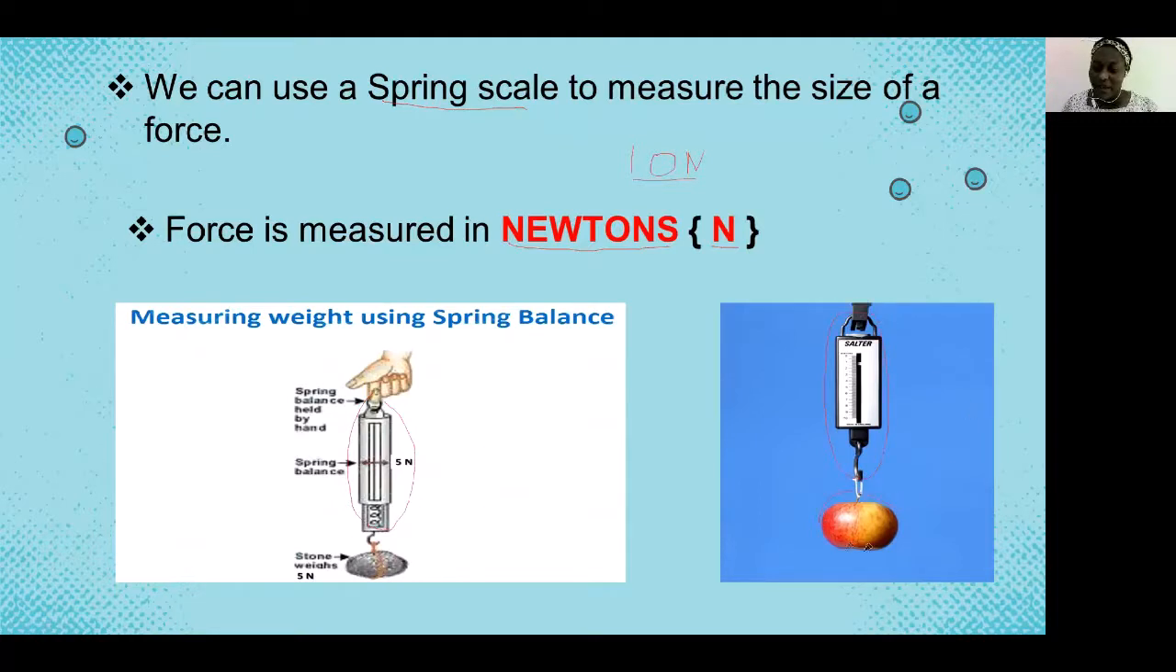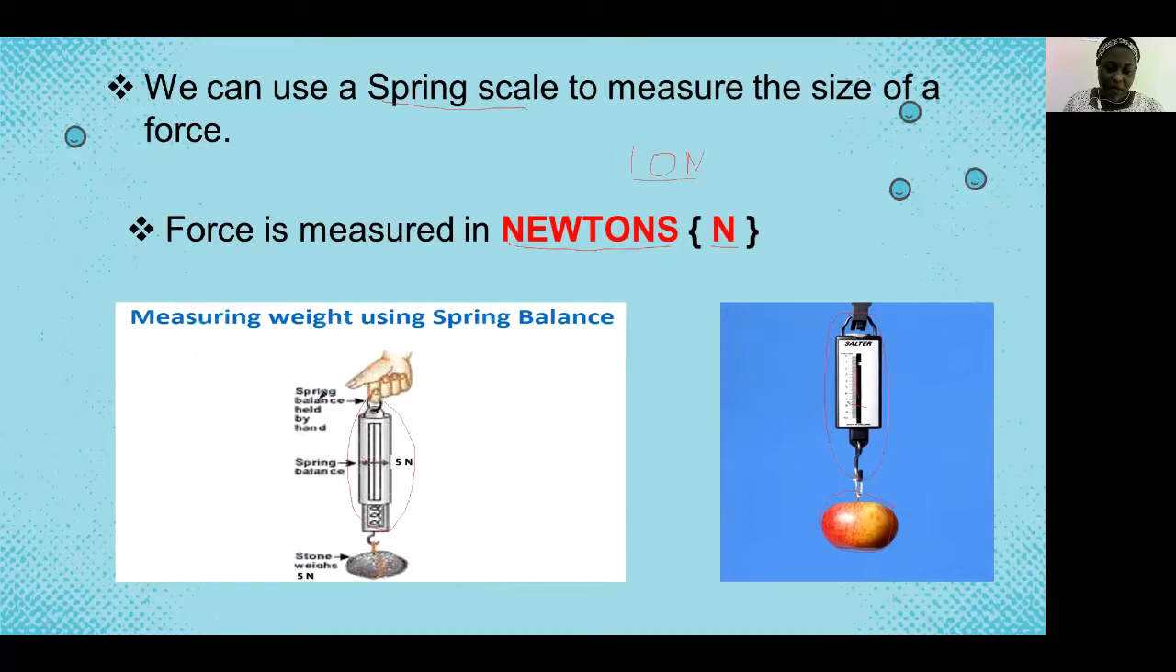This is an apple here, so you can measure the weight. You can measure the force used to hold, to bring up an apple from down there. And when this one is hung here, there is a hook used to hang it. So this spring scale will move downwards to show the force used to carry up an apple.